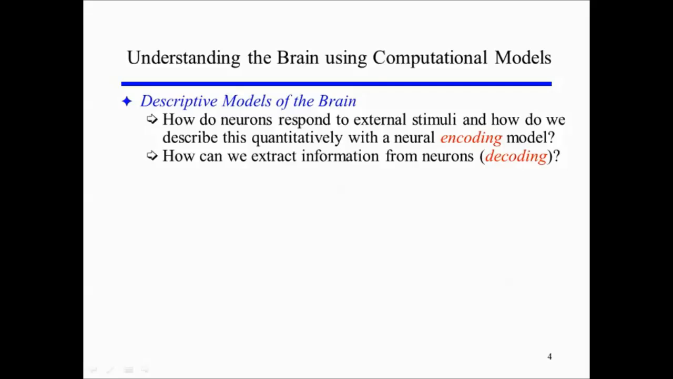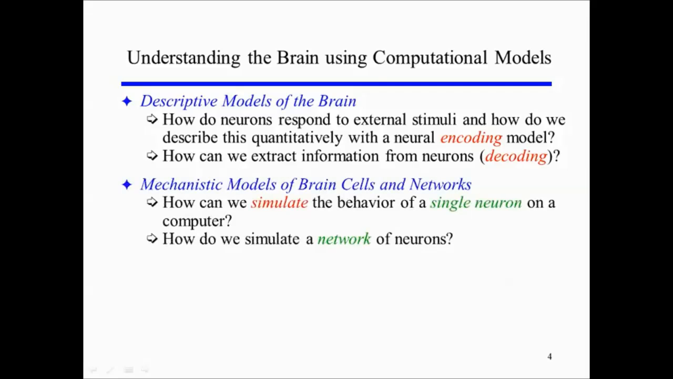The second type of models that we look at are called mechanistic models. In this case, we're interested in simulating the behavior of a single neuron or a network of neurons on a computer. You might have heard about the Human Brain Project, which is being led by Henry Markram in Europe. That project is an example of a computer simulation of an extremely large network of neurons, in the extreme case, perhaps the entire brain on a computer.